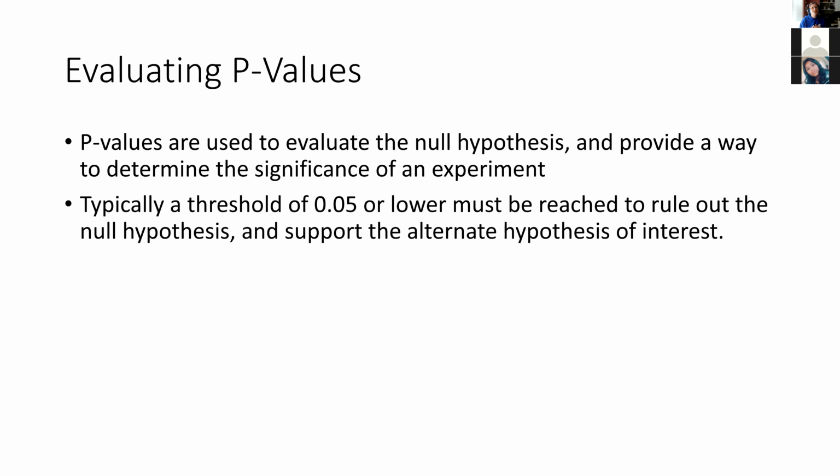So your p-values are going to tell you whether you're going to reject or accept the null hypothesis, and this provides you a way of determining the significance. Typically, you have a threshold of 0.05 for your p-value or lower. This has to be reached to rule out the null hypothesis and then support the alternative hypothesis of interest, which is what you wanted to study in the first place. You want to see if monitor exposure affects melatonin levels, right? So that's how you evaluate your p-values.